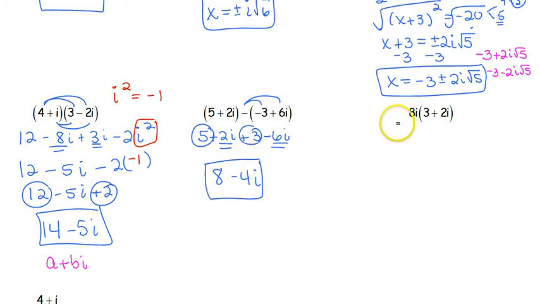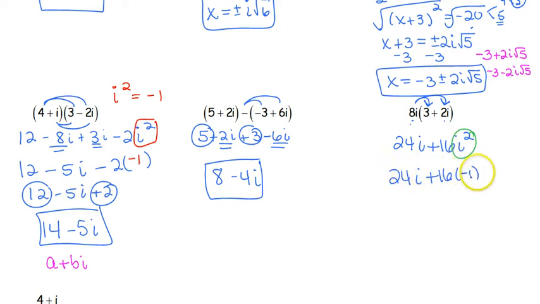And our next one, we've got 8i times this quantity. There's no symbol separating the term and the parenthesis, which means it's multiplication. 8i times 3 is 24i. 8i times 2i is 16i squared. Don't forget about the i squared. That i squared really is a negative 1.